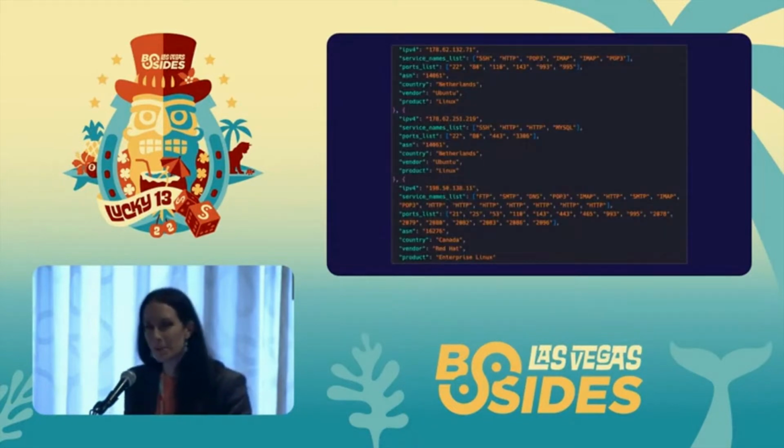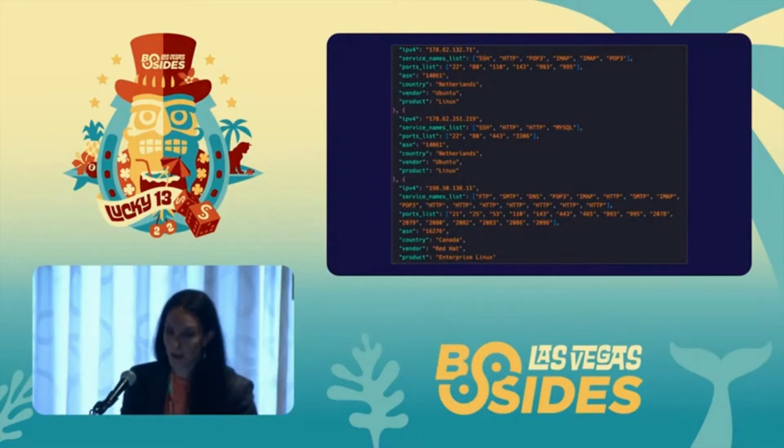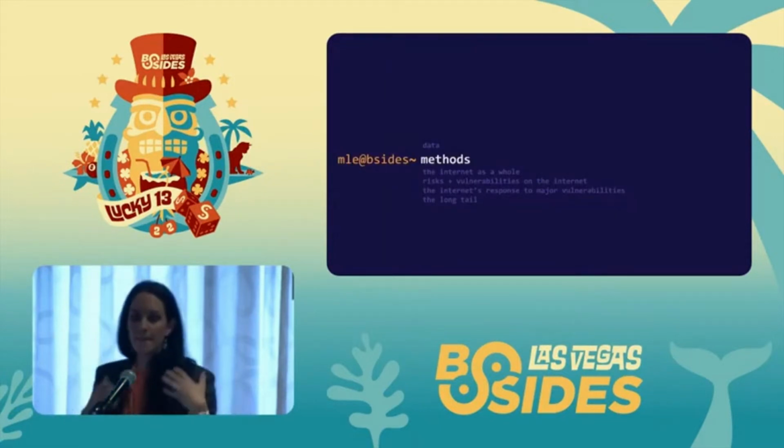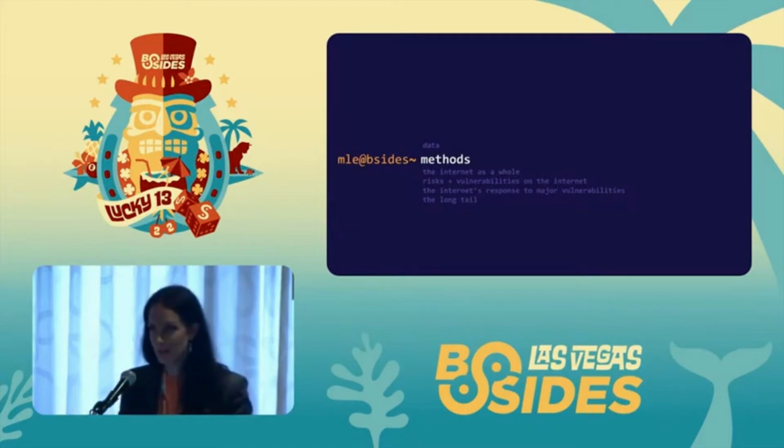This is just a sample of what that data looks like. This sample actually isn't particularly interesting in and of itself, but you can see you can query the data and get these types of things back. So we talked a little bit about the data. Let's talk about methods for a moment.